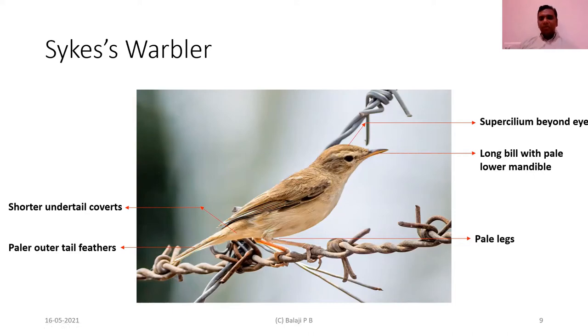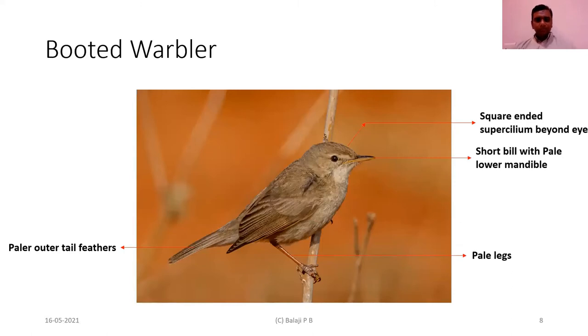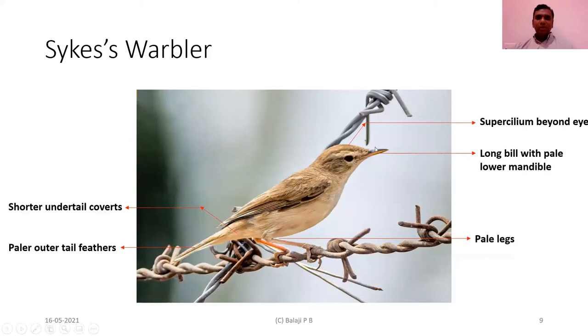I'll show the booted warbler again. If you look at the beak and the head, the angle is probably around 120 degrees or so. If you look at the Sykes's warbler, it's more like 140 or 150 degrees. So it's actually a very angular looking head when compared to the booted warbler. These are the main things that we need to keep in mind to differentiate booted and Sykes's warbler.